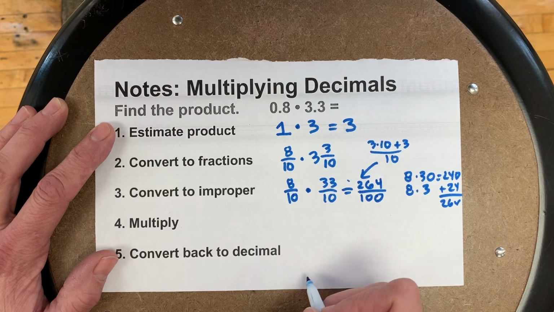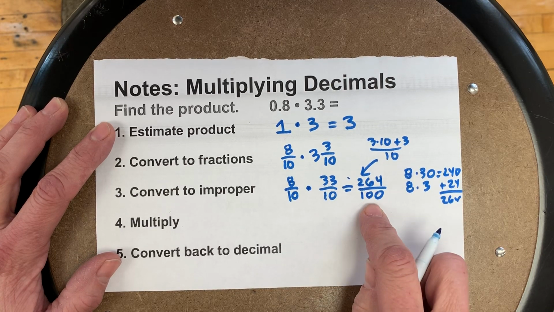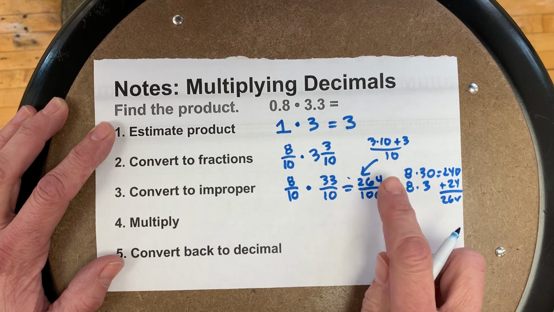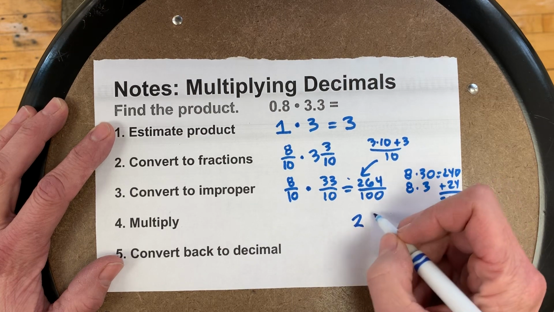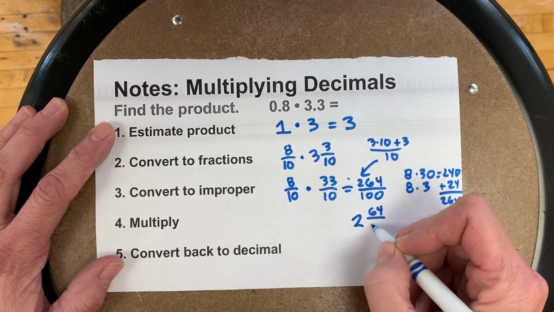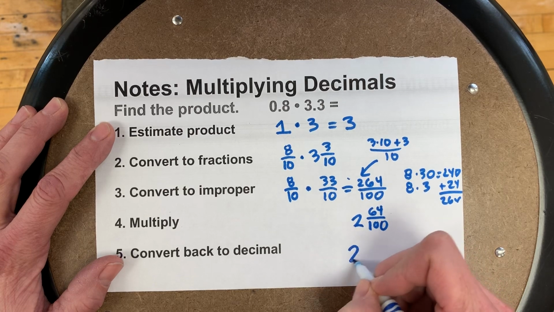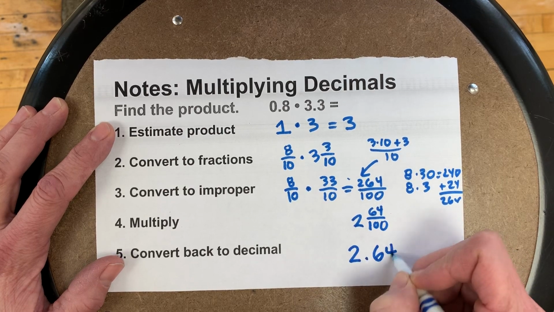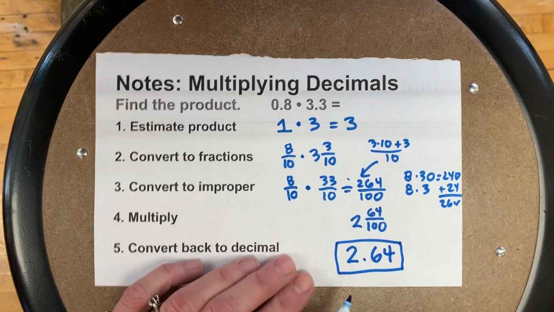Denominator times denominator. Now, a good idea there then is to convert this number back into a mixed fraction. So how many groups of 100 fit into 264? That's 2 groups. There would be 64 left over out of 100. Now read that fraction. 2 and 64 hundredths is just 2 and 64 hundredths. And that is our answer for the product of 8/10 times 3 and 3/10.